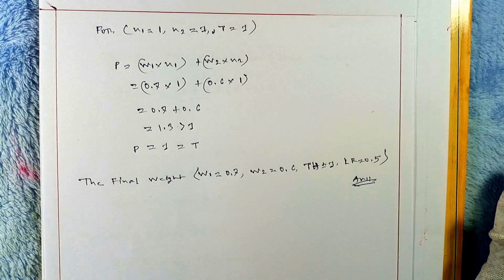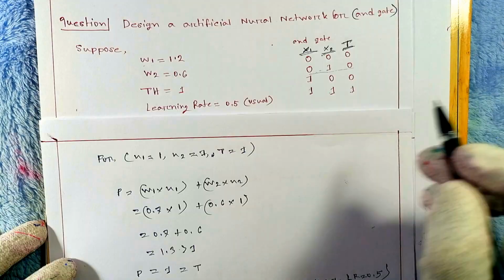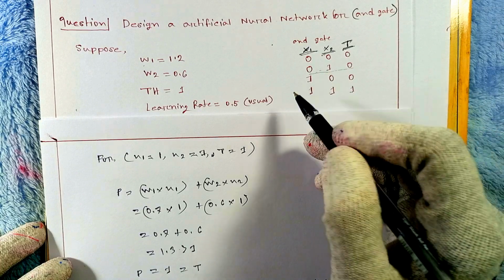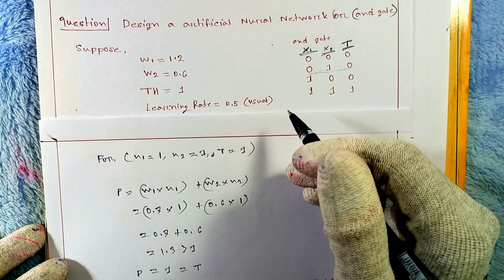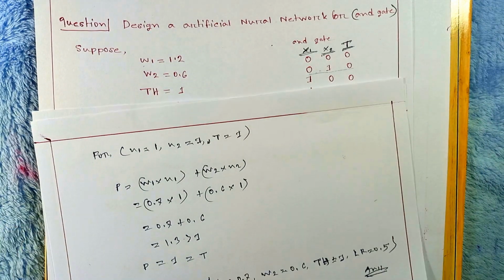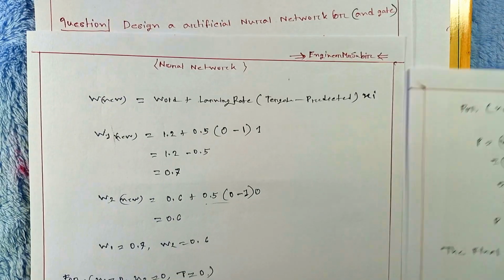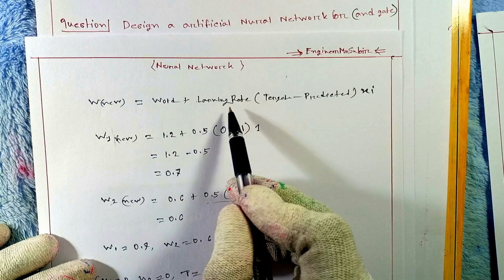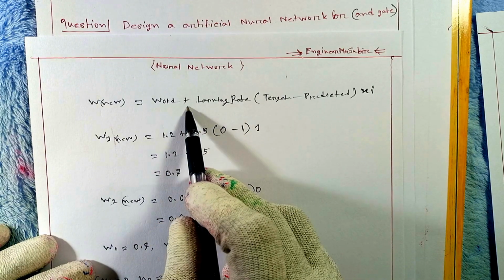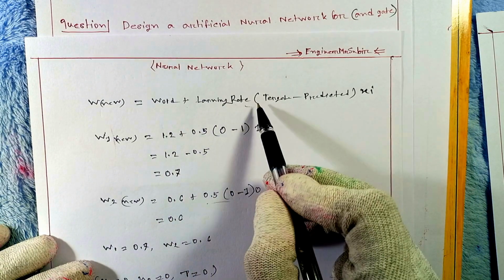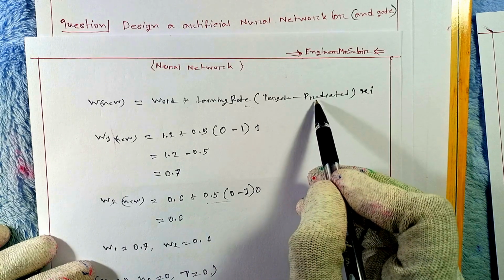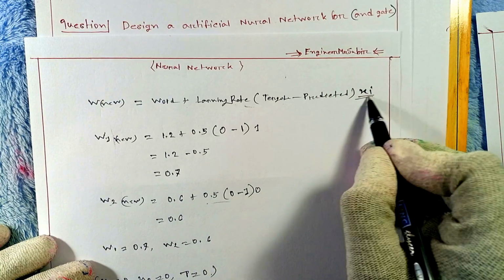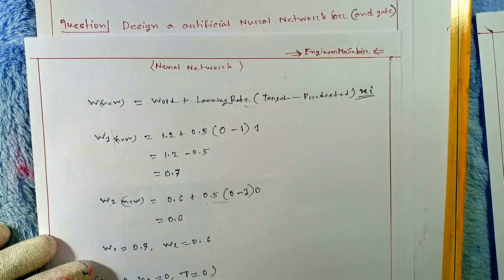So it was a long question, but the formula is easy. Every time you have to use these values and check the target. If it is not matched, we have to find the updated weight value. You have to remember one formula: w new equals w old plus learning rate, into bracket target minus predicted, and into xi. So xi is an important thing, so don't forget about xi.